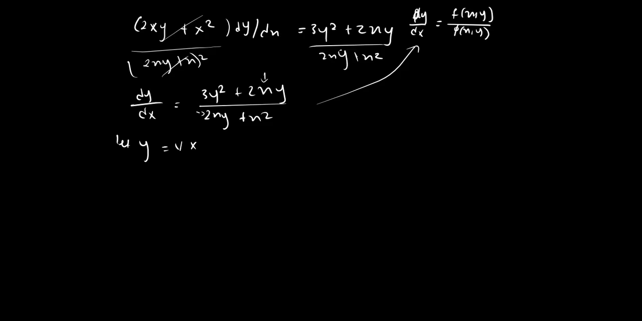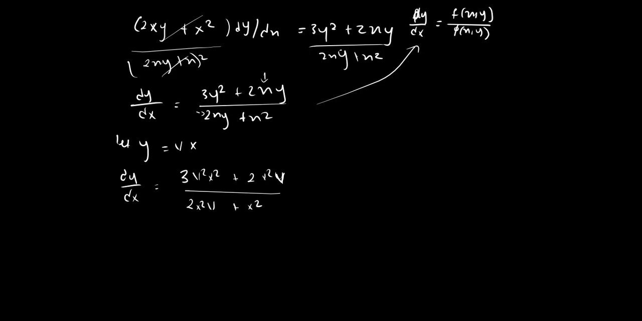And now we're going to substitute the value for y. So we're going to have dy/dx = 3, and wherever we see y, we're going to put vx. So this is going to be 3v²x² + 2x²v, then we have over 2x²v + x².